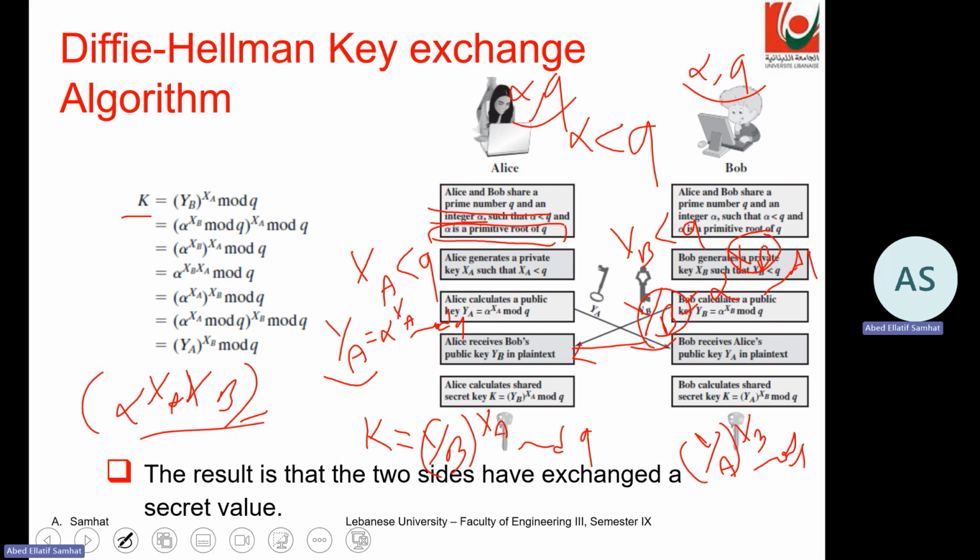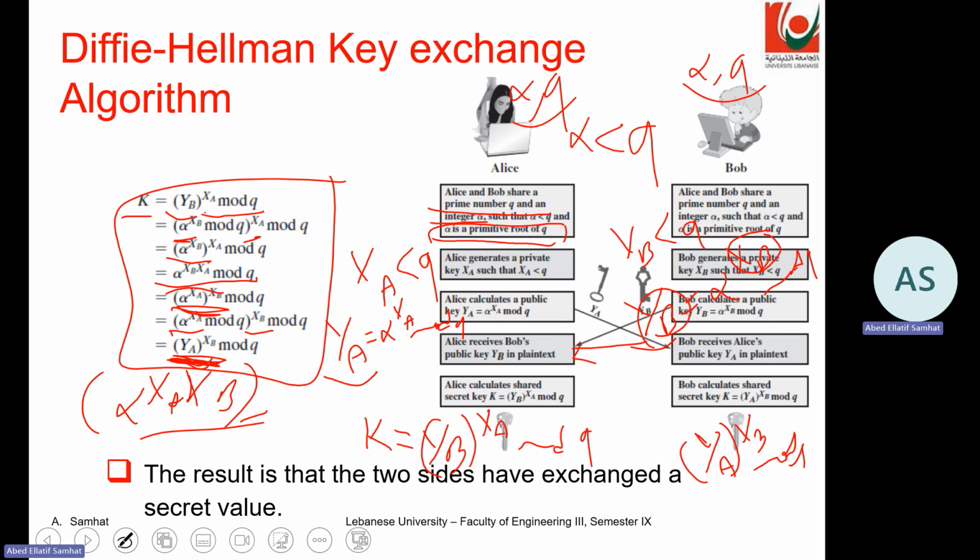So K is equal to YB to the power XA mod q. It's alpha to the power XB, to the power XA, so it's alpha to the power XB XA. From the other side, this is the secret key calculated by Bob: YA to the power XB, which is alpha to the power XA XB. It's the same. So we are sure that the result at the two sides is the same secret value.